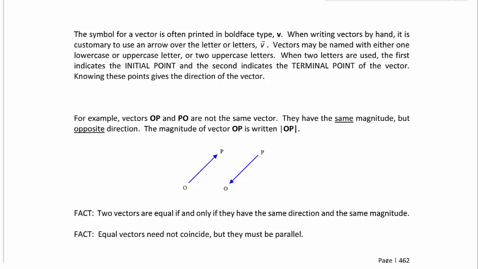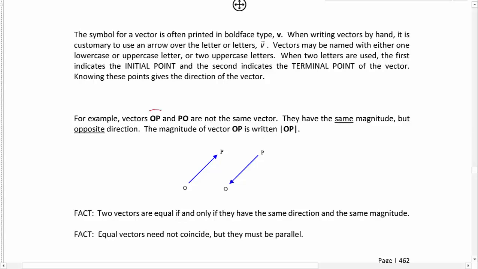And that's where that two uppercase letter labeling is happening, OP. And if I was handwriting this instead of typing it, I'd put an arrow over each of these, indicating the initial point and the terminal point. The magnitude of vector OP is written like this right here. It kind of looks like absolute value bars, and that makes sense to me because absolute value represents the distance, and the magnitude is the length of the vector or the distance in between the initial and terminal point.